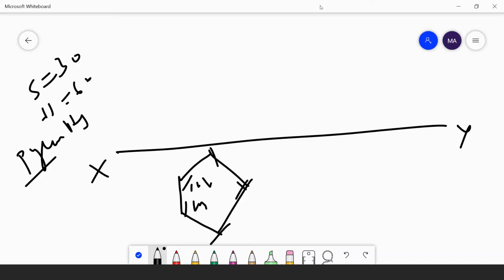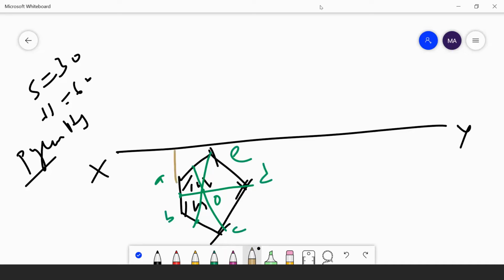For the pyramid, you need to mark the center of the polygon. Understand? I am marking the center. I am taking the midpoint of this side and joining this vertex. I am taking the midpoint of this side, joining this vertex. I will get the center over here. Understand? Here I will take the notation A, B, C, D, E.